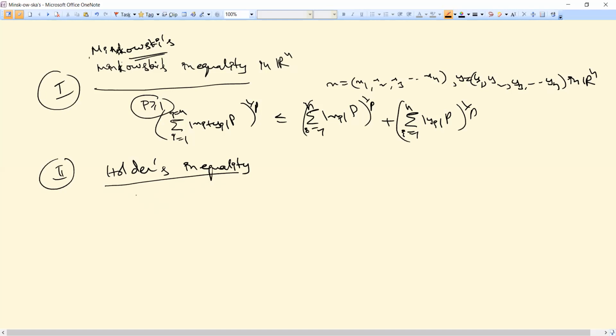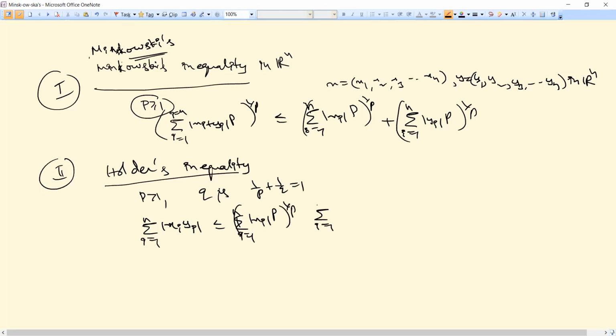Right? What does Holder's inequality tell you? Whenever p is bigger than 1, and q is such that 1 by p plus 1 by q equals 1, for the same n-tuples, the inequality is: summation i equals 1 to n mod of xi yi is less than or equal to summation i equals 1 to n modulus of xi whole power p whole power 1 by p into summation i equals 1 to n mod of yi to the power q whole power 1 by q. So here p is greater than 1, and q satisfies the condition 1 by p plus 1 by q equals 1.